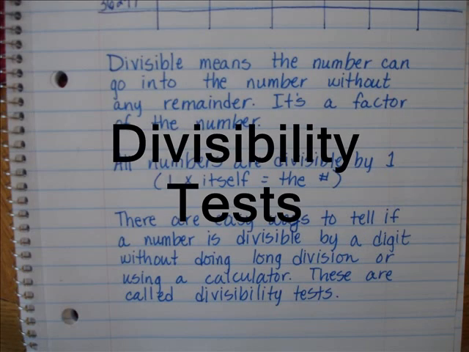We're working on divisibility tests in math. Divisible means the number can go into the other number without any remainder. It's a factor of the number. For instance, all numbers are divisible by 1 because 1 times itself is the number. So as long as 1 is a factor, which it always is, the number is divisible by it.